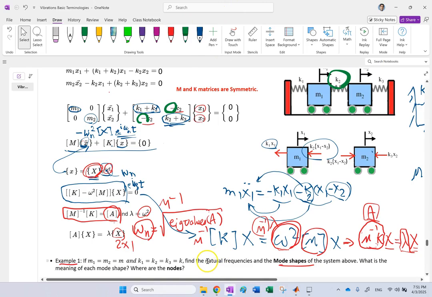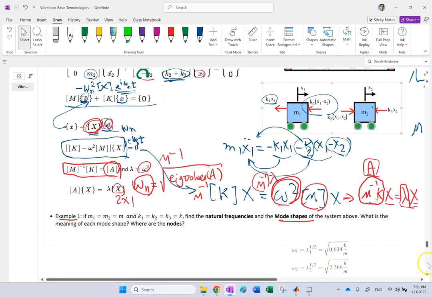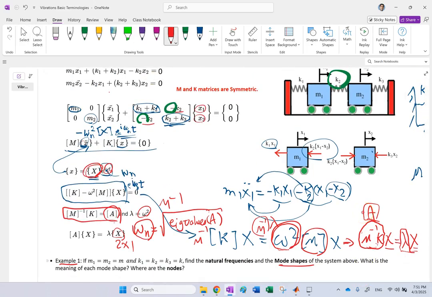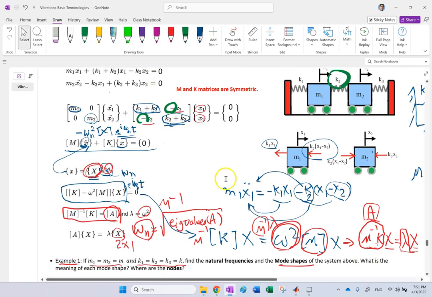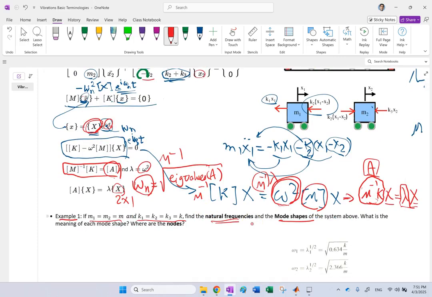So to make it more tangible, here we are going to look at this system, but to make life simpler, we are not going to use M1, M2, K1, K2, K3. We assume all the springs are the same K and both of the masses are the same M. So we still solve it parametrically, but we make it a little bit simpler. We reduce the number of parameters. So if we do so, what would we get for natural frequencies? What we get for these x's or mode shapes? What's the meaning of these mode shapes? And where are the nodes? So here I want to explain a bunch of things for you.